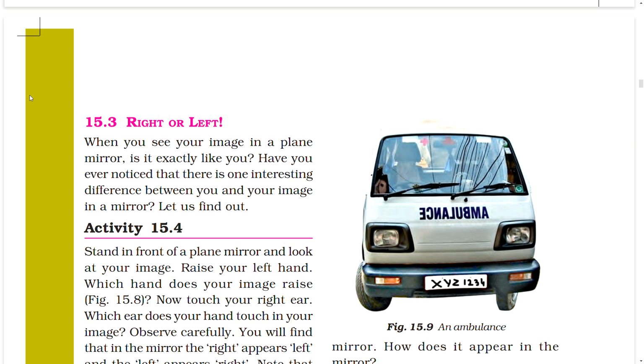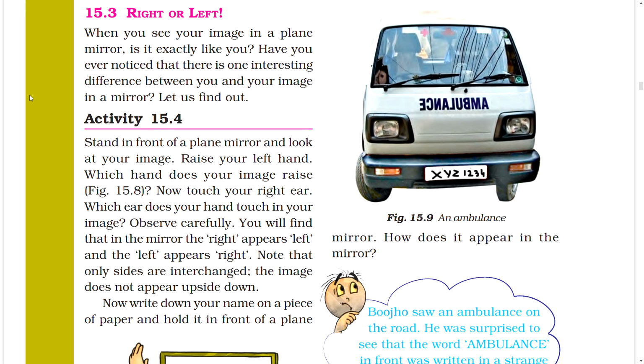Activity 15.4. Do this. Stand in front of a plane mirror and look at your image. Raise your left hand. Which hand does your image raise? Now touch your right ear. Which ear does your hand touch in your image? Observe carefully. You will find that in the mirror the right appears left and the left appears right. Note that only sides are interchanged. The image does not appear upside down.